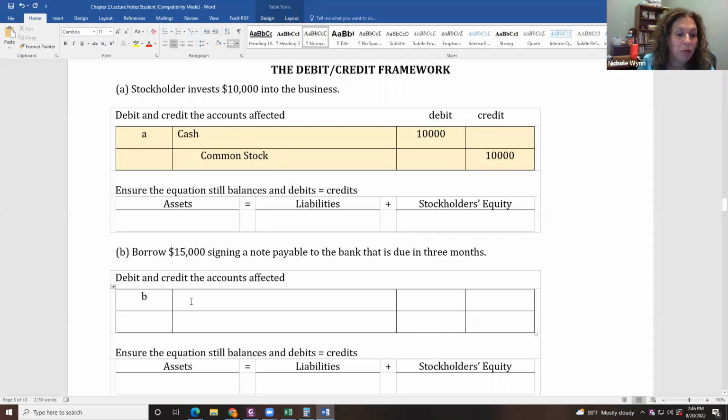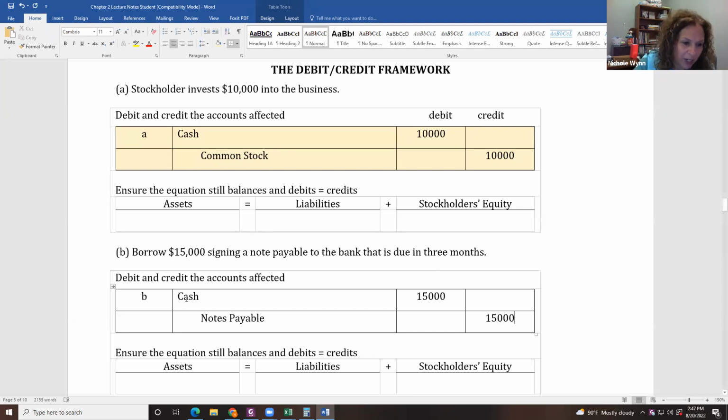Letter B. Borrowed 15,000, signing a note payable to the bank that's due in 3 months. So we are borrowing money. We are receiving cash, and we are going to have to pay it back. Notes payable. Cash is going up because we are borrowing money. The business receives 15,000, and so the other account is credited. That's notes payable.